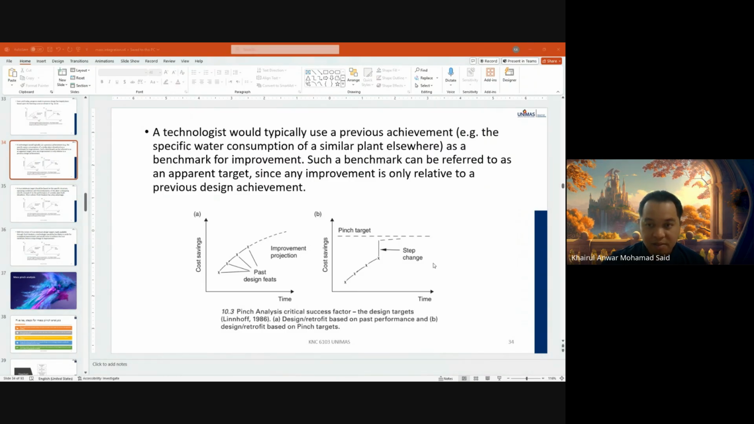Why does pinch analysis require setting freshwater and wastewater targets before designing the actual network? The answer is to ensure we establish the true thermodynamic limit of the plant, preventing us from settling for minor apparent historical targets.